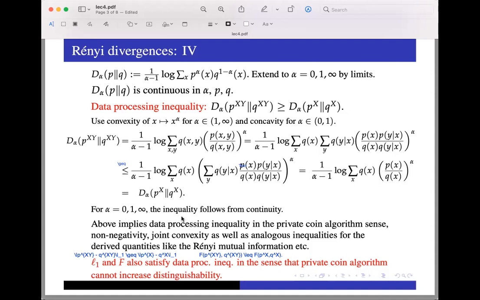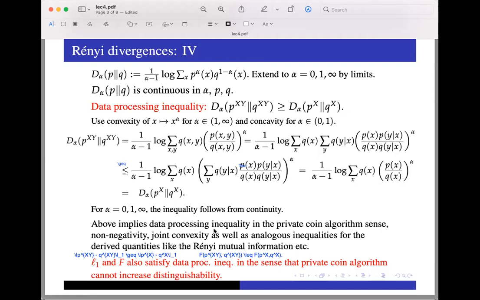It implies the non-negativity of the Renyi divergence, because I can take the private coin algorithm which sends px to a singleton alphabet, and the probability distribution is 1 concentrated on the singleton set. No matter what px is, no matter what qx is, the private coin algorithm maps it to the same distribution, the trivial distribution on the singleton alphabet. And then d alpha of the trivial distribution with respect to itself is 0. So this proves the non-negativity.